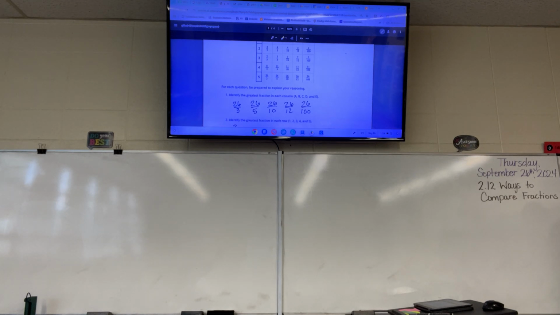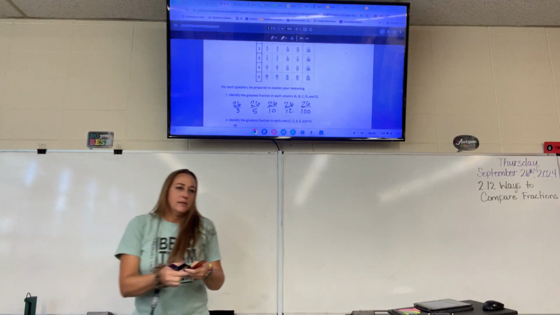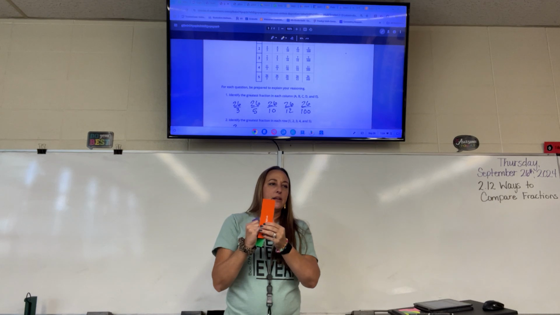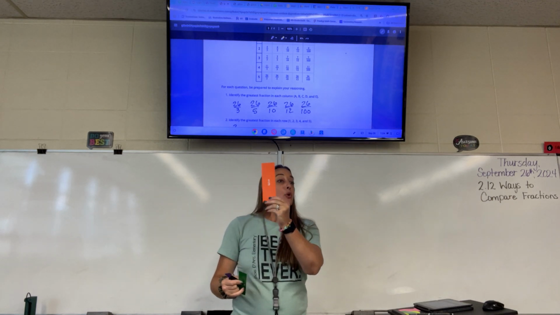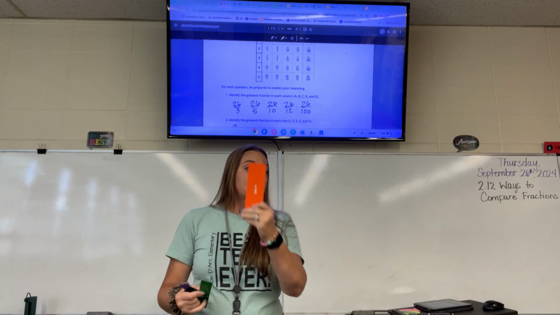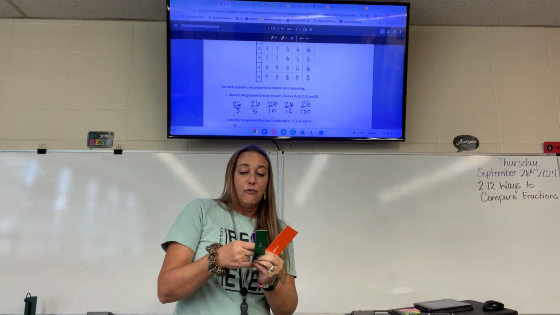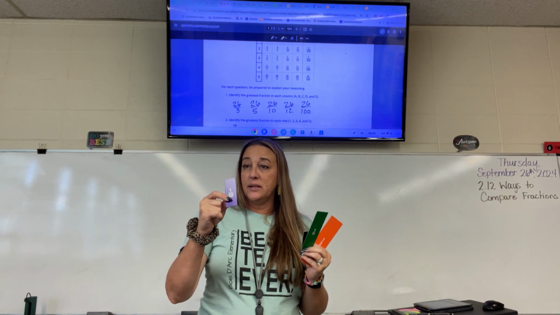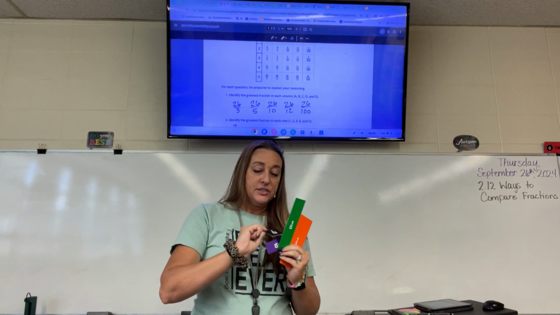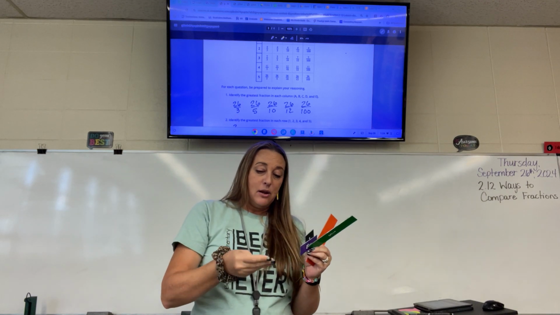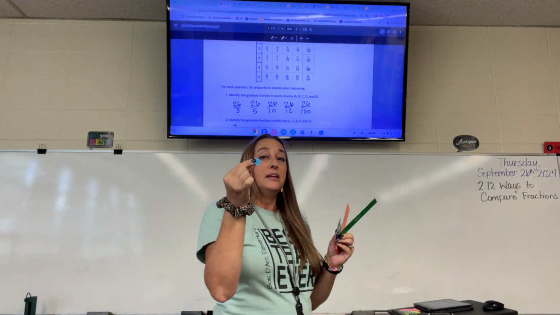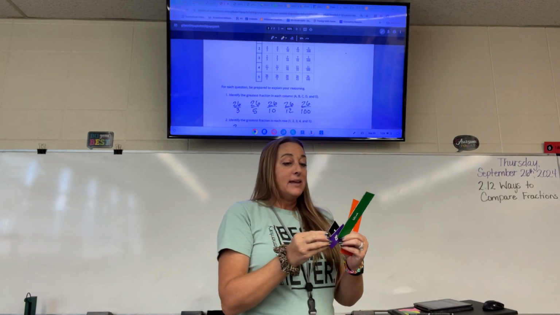So I have all of these. So we have, here's 4/3. Look up here, Devin. Here's 4/3, or 4 of these would be 4/3, 4 of the orange ones. Then we have 4/5 are the green ones. Then we have 4/10 are the purple ones. And then 4/12 are the black ones. And then 4/100 are the little blue ones. So which is the biggest out of those, Devin?